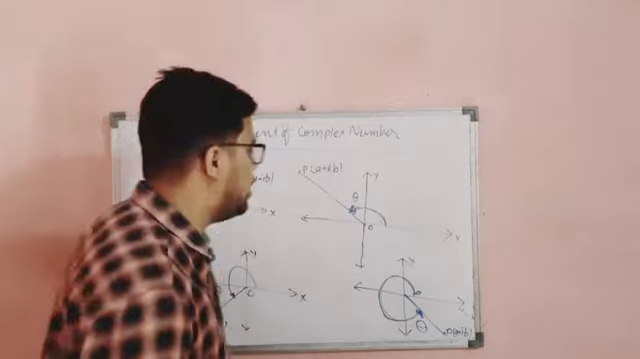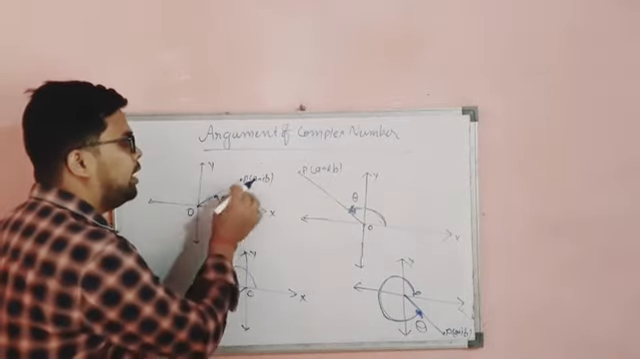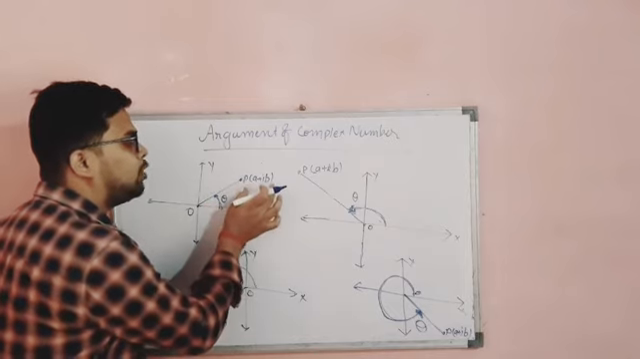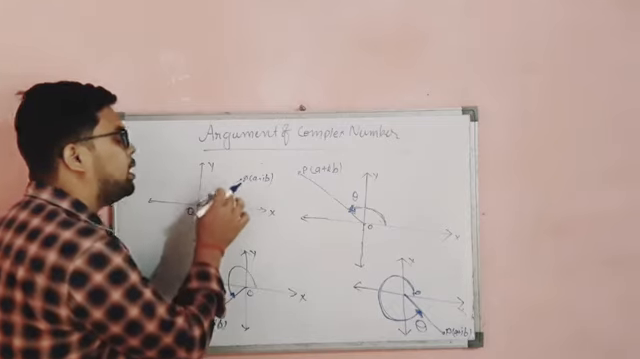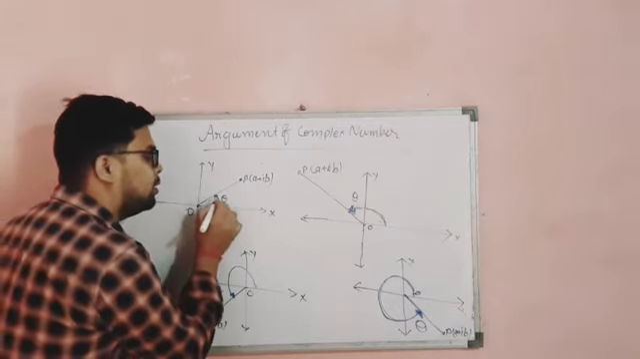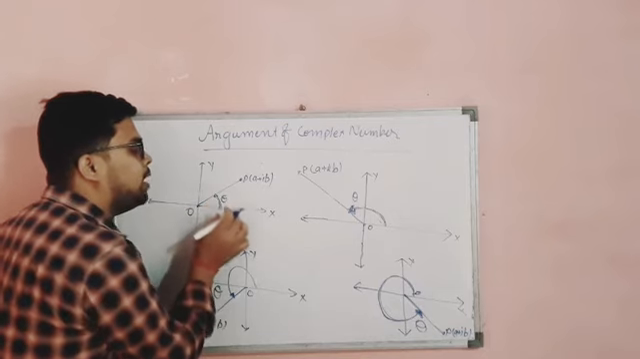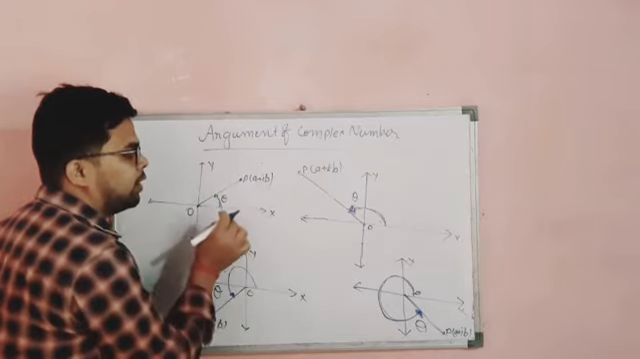Okay, so in the first situation I have taken the complex number in the first quadrant. Let this be point P, representing the complex number a plus ib. If I join OP, then OP will be the modulus of this complex number. So this angle theta will be the argument of this complex number if it is in the first quadrant.